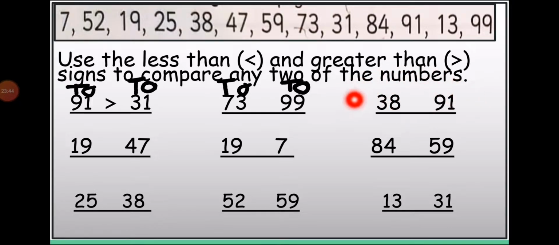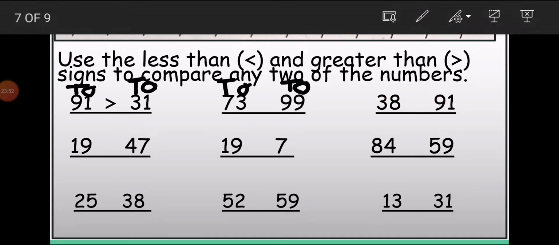This is a number sentence. You can see 38 and 91. And you have to put the sign here, greater than or less than. And for this, you have to put the place value first. Now, look at the first number. This is 38. In 38, 8 is ones and 3 is tens because 8 is on the right side. In 91, 1 is ones and 9 is tens.